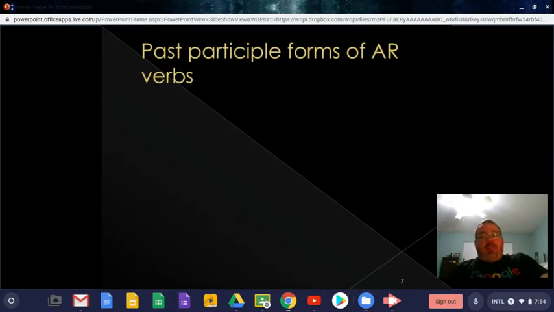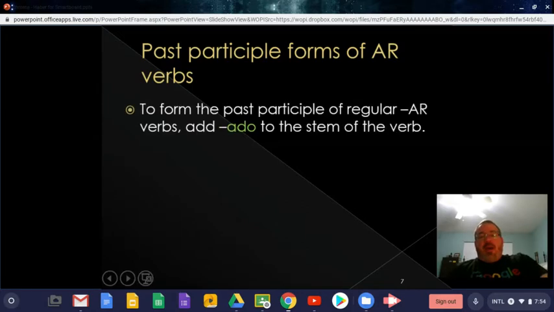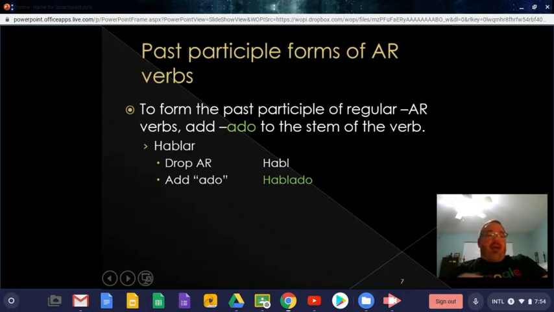Well, with AR verbs, you just drop the ending and you add ado. And I think you probably already know this. So hablar means to speak. If we want to say spoken, we say hablado. So I could use I have hablado. I have spoken. So yo he hablado is I have spoken.